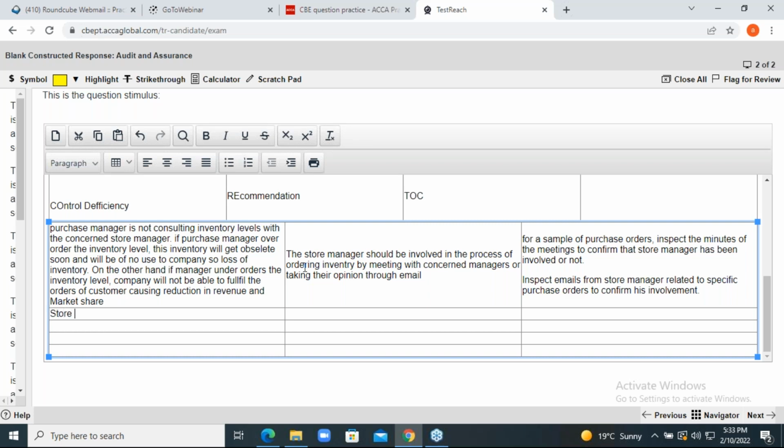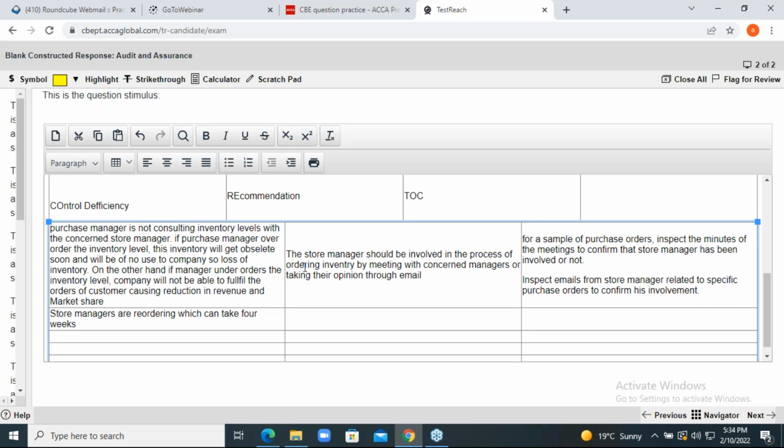So store managers are reordering, which can take 4 weeks to be received.